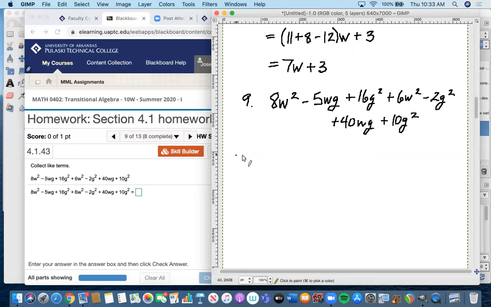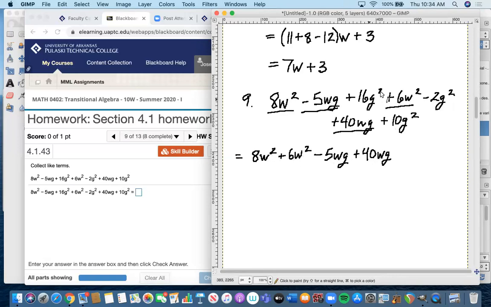Okay, so now we can use our one line to write the like terms next to each other. We've got 8W squared and a 6W squared, so I'm going to write those next to each other: 8W squared plus 6W squared. Those two are done. Now I'm going to do my WGs. So now I've got minus 5WG plus 40WG, so I'll combine those two. Now I've taken care of these, so I'm going to underline them so that I know I've transferred them down to the second line here.